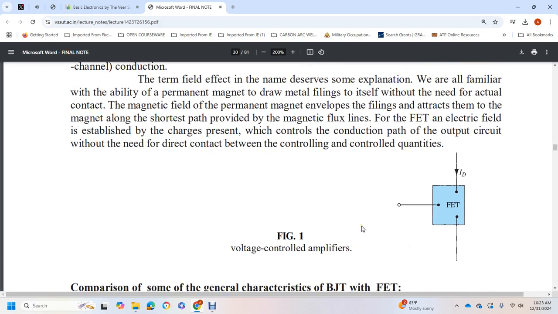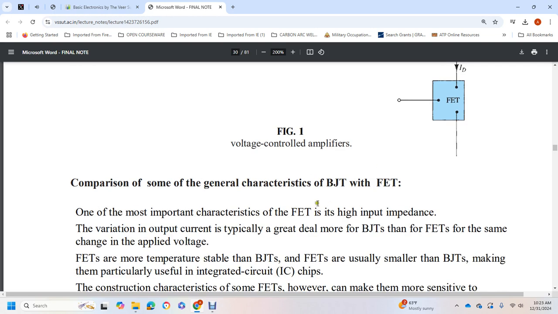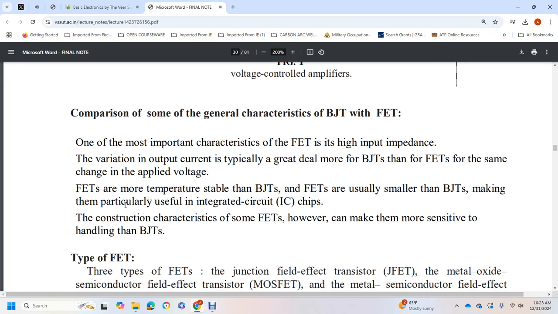Figure 1 shows a voltage-controlled amplifier. You have your amplifier, and a comparison of some of the general characteristics of the bipolar junction transistor and the field effect transistor. One of the most important characteristics of field effect transistors is their high input impedance. The variation in output current is typically much greater for a bipolar junction transistor than for a field effect transistor for the same change in applied voltage.